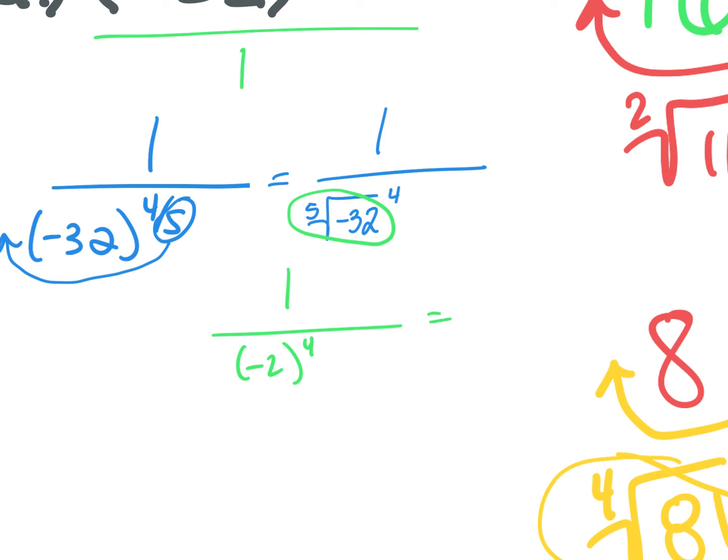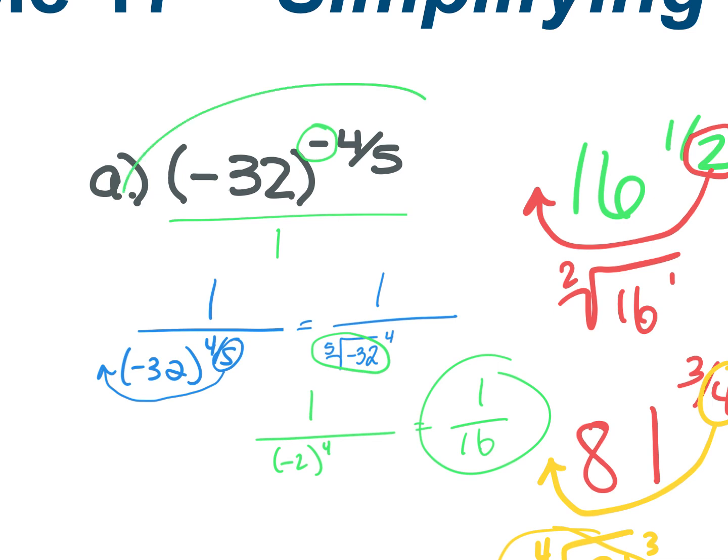4 times negative 2? Negative 8 times negative 2? Positive 16. And there's your answer. So it's hard to believe that starting off with this is the same thing as that.